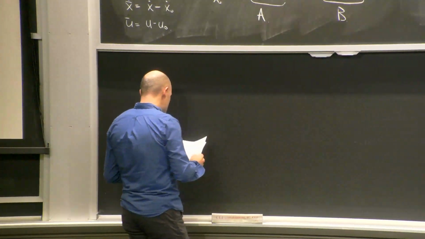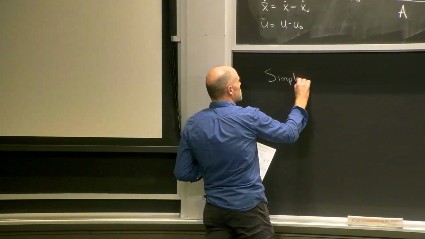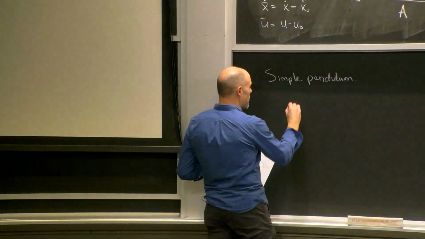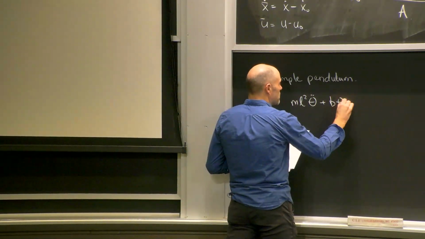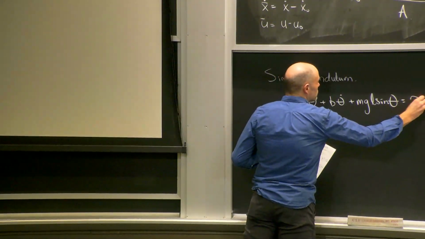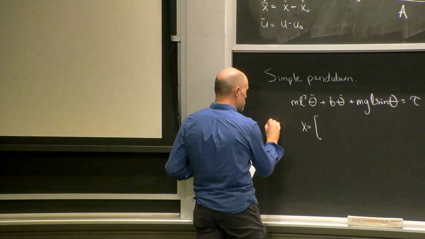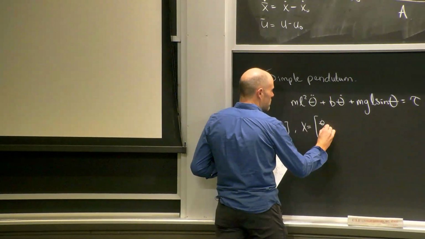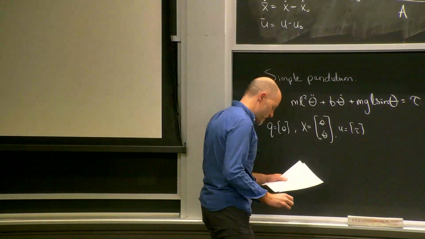So let's think about it. Let's even draw it. How about for the simple pendulum? That's the only one I can kind of draw on the board. I had ml squared theta double dot plus b theta dot plus mgl sine theta equals tau. Here q is just theta, which means x is theta, theta dot, right? u is tau, all the same things.